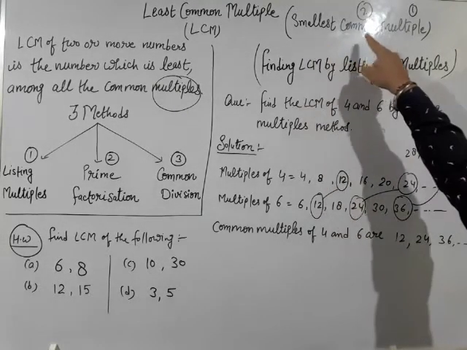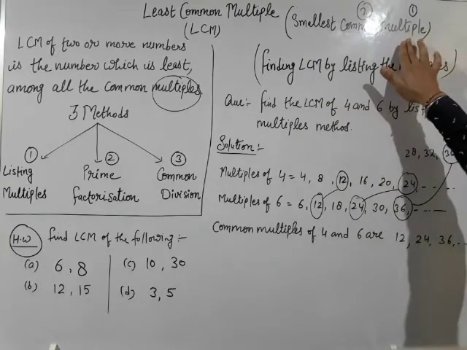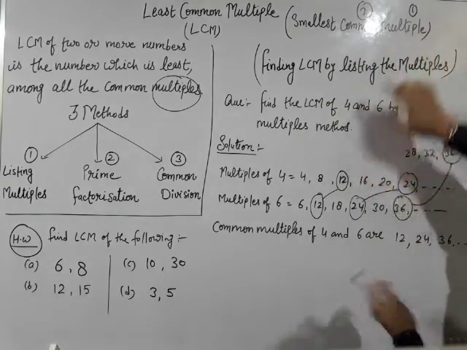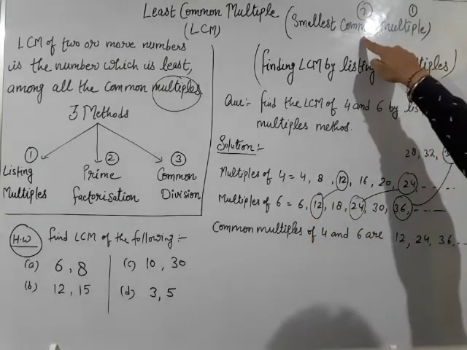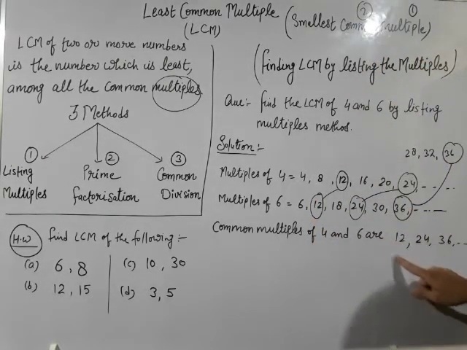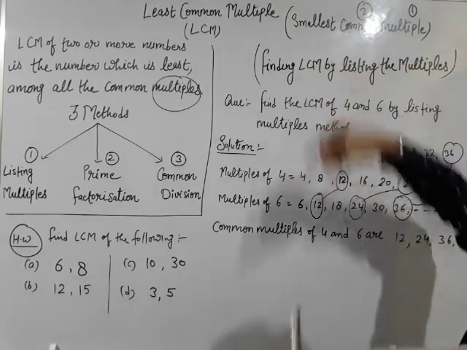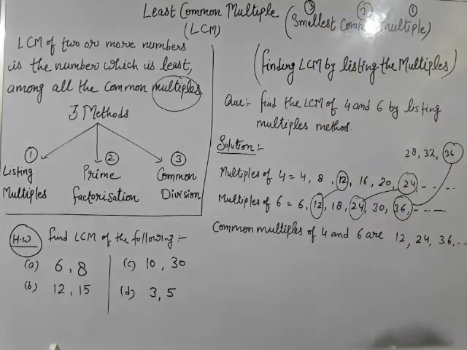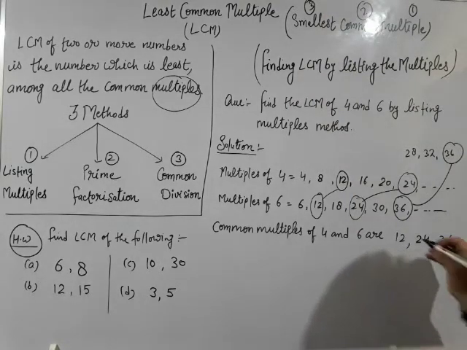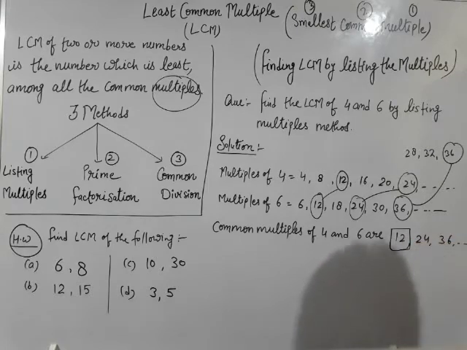According to the smallest common multiple, first we have found multiples. These are the list of multiples. Then we have found common multiples. These are the common multiples. And now third, the last point, we will find the smallest. And among 12, 24 and 36, 12 is the smallest common multiple.